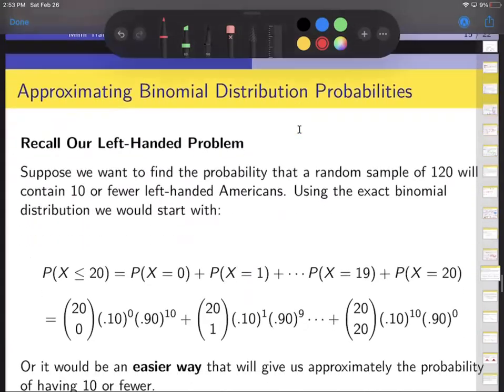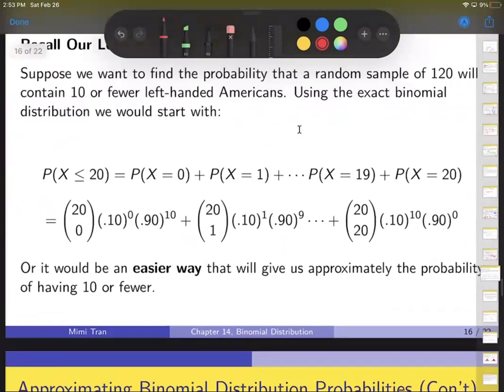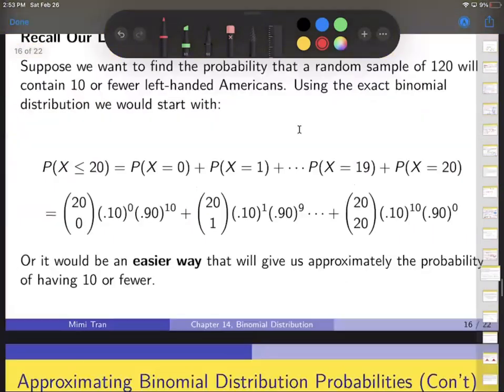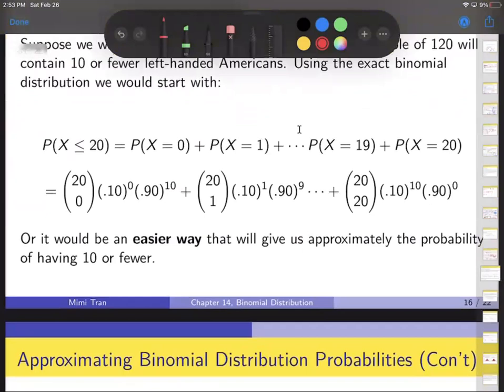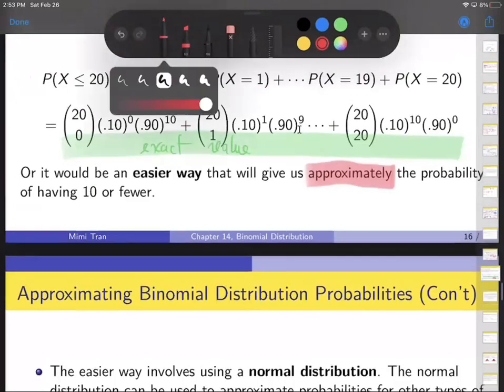So on the next slide, I just wrote it out for you, same thing. P of X is less than or equal to 20, you just add all of them up, and you have to calculate all of these out, and that will be your exact values. But I don't want to do it this way. There is an easier way that lets us approximate this. What if we just approximate this, it would be close enough. We don't need to know the exact value. Oh, it should be the number 20 here. My bad. It should be 20 or fewer.